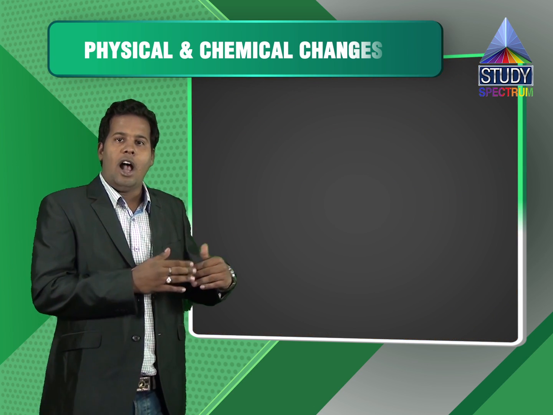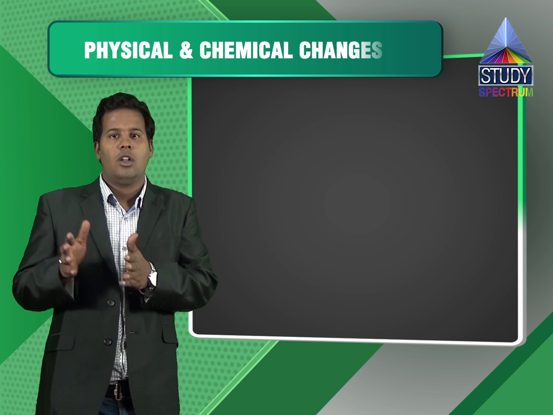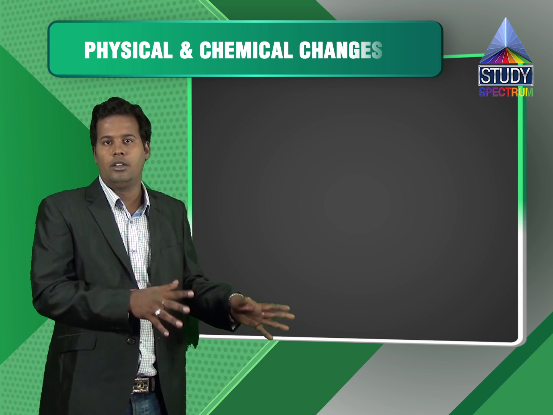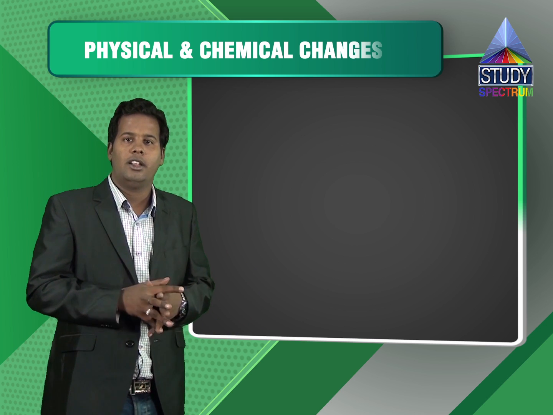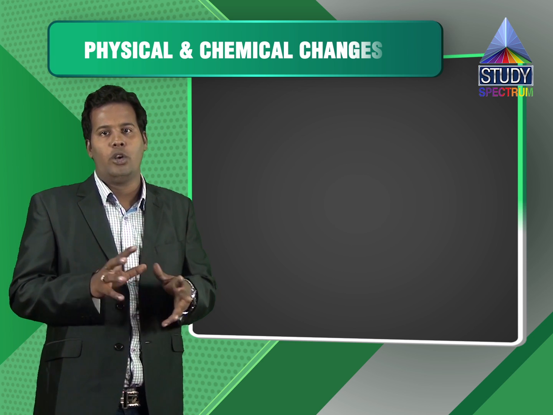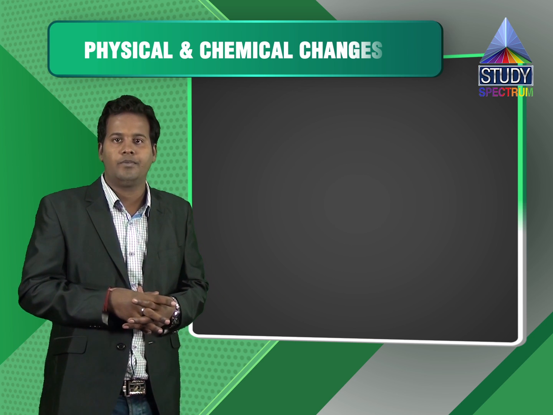Now iron gets rusted when it comes into contact with oxygen or moisture present in the environment, which we have seen in the chapter also, we have seen in the earlier examples so many times, that iron gets rusted when it comes into contact with oxygen and moisture present in the environment. It forms iron oxide, which is reddish brown in color.